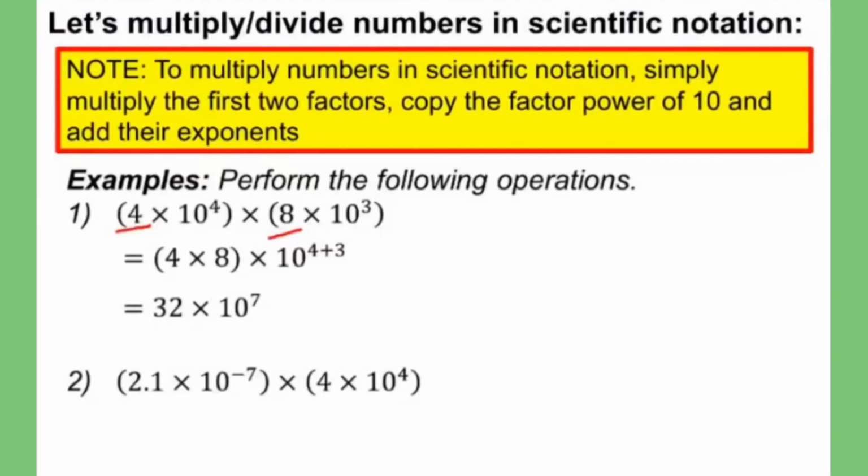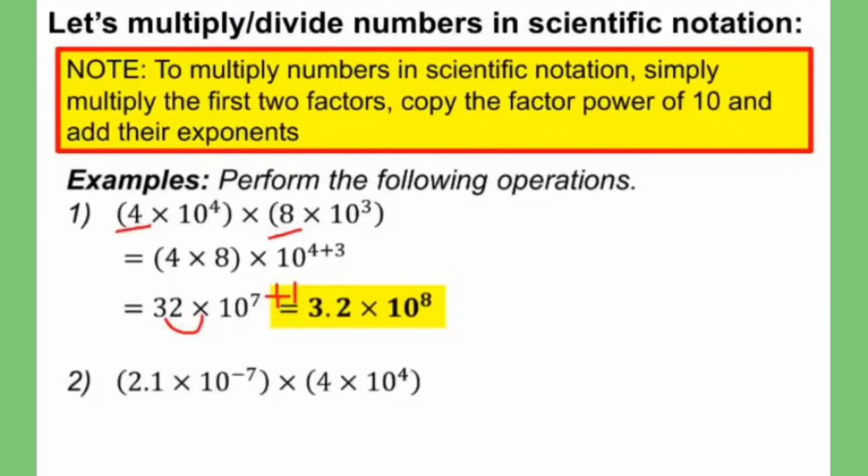Again, this is not yet in scientific notation. So we move the decimal point 1 unit going to the left side. Since we have moved 1 unit to the left side, we add 1 to our exponent. This is now equal to 3.2 times 10 raised to the power of 8.